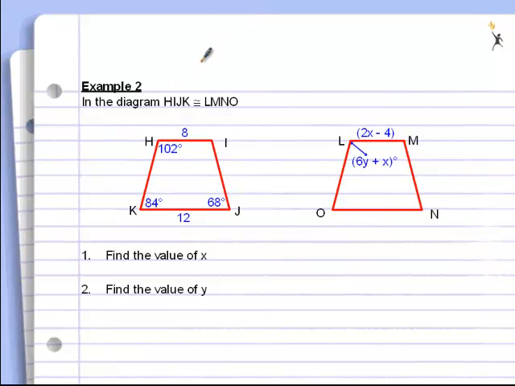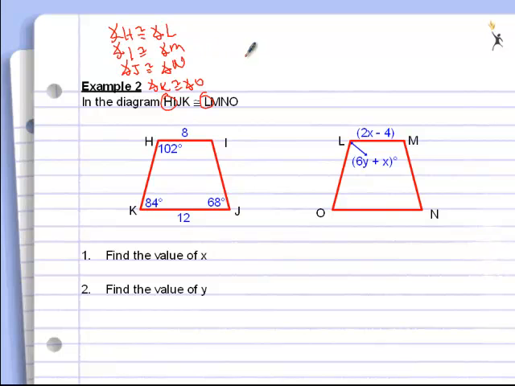Right away, I should be saying H and L are congruent. Angle H is congruent to angle L. Angle I is congruent to angle M. Angle J is congruent to angle N. And angle K is congruent to angle O. Right away, just based on the way they're written, I know that those angles are corresponding.